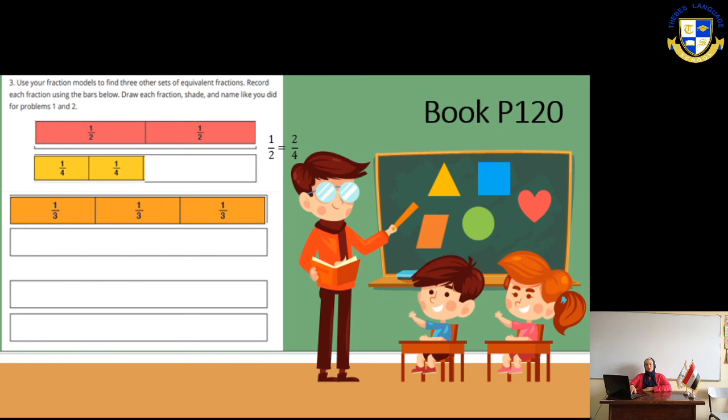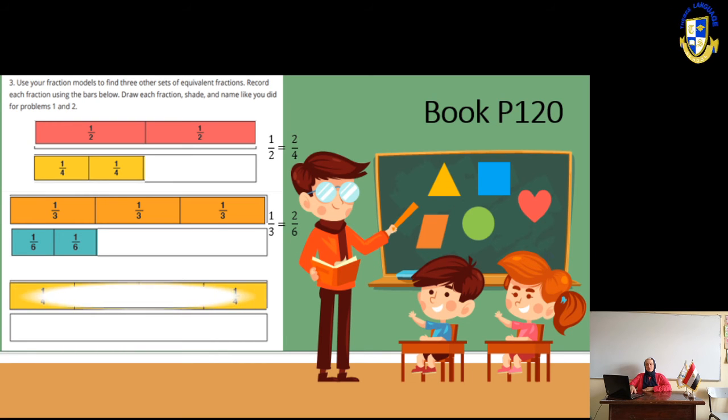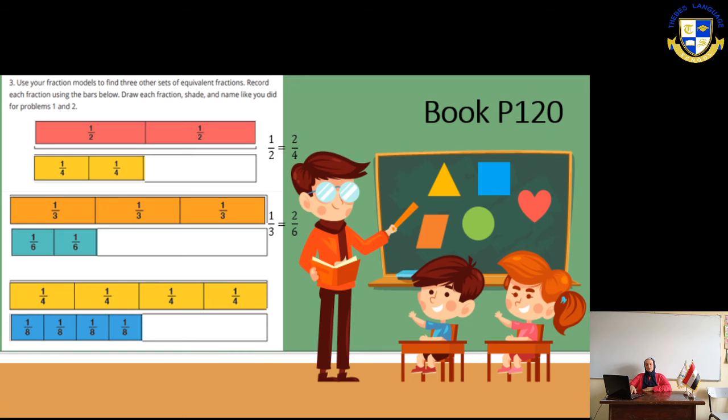In the next fraction strips, we are going to cut the first one into thirds and the second one into sixths. Okay, how many sixths equal 1/3? As you can see, 1/3 equals 2/6. Then we are going to cut the next one, the first one into fourths and the second one into eighths. How many eighths equal 2/4? 2/4 equals 4/8.